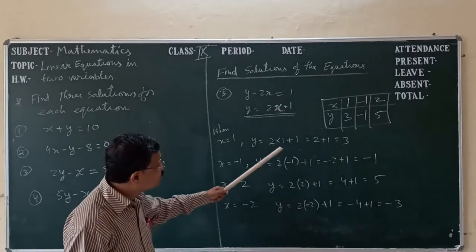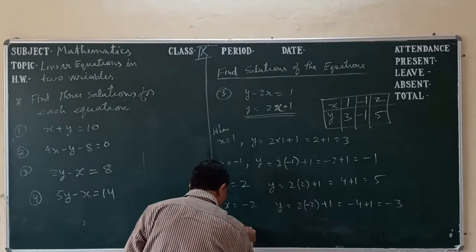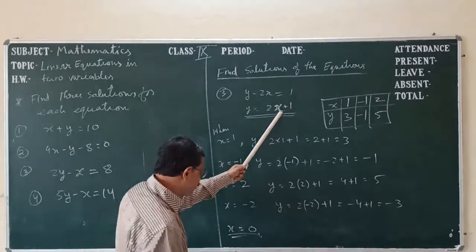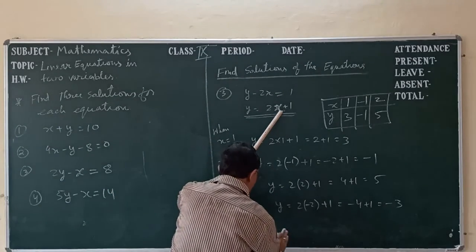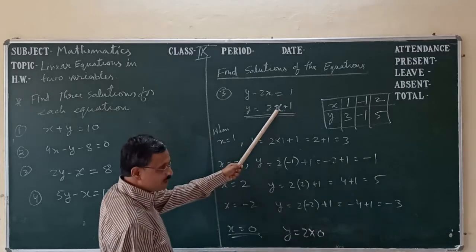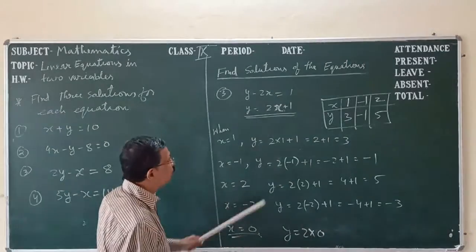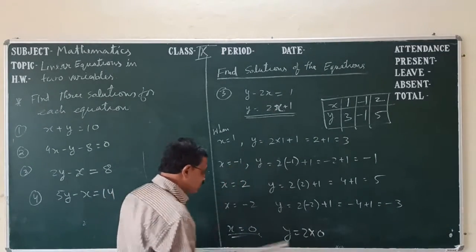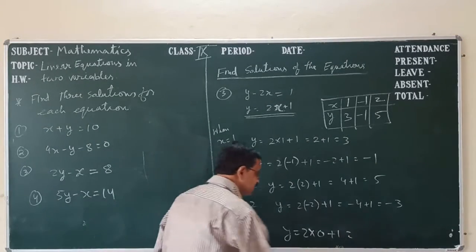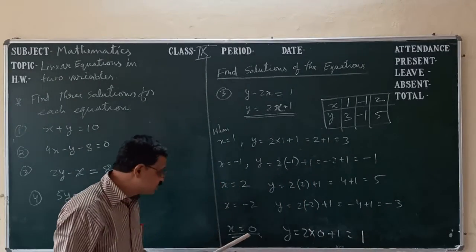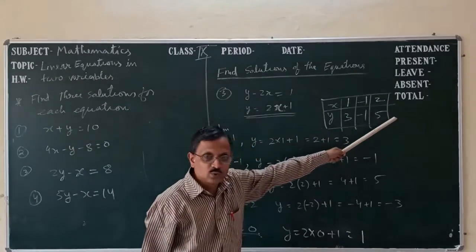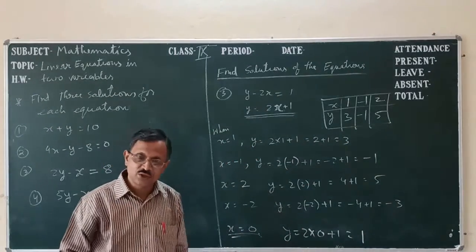You can put x equal to 0 also. If x equal to 0, then in place of x you write 0. Then y is equal to 2 into 0 plus 1. 2 into 0 means 0, and 0 plus 1 means 1. So if x is equal to 0, then y is equal to 1. So in such a way we find 3 solutions.